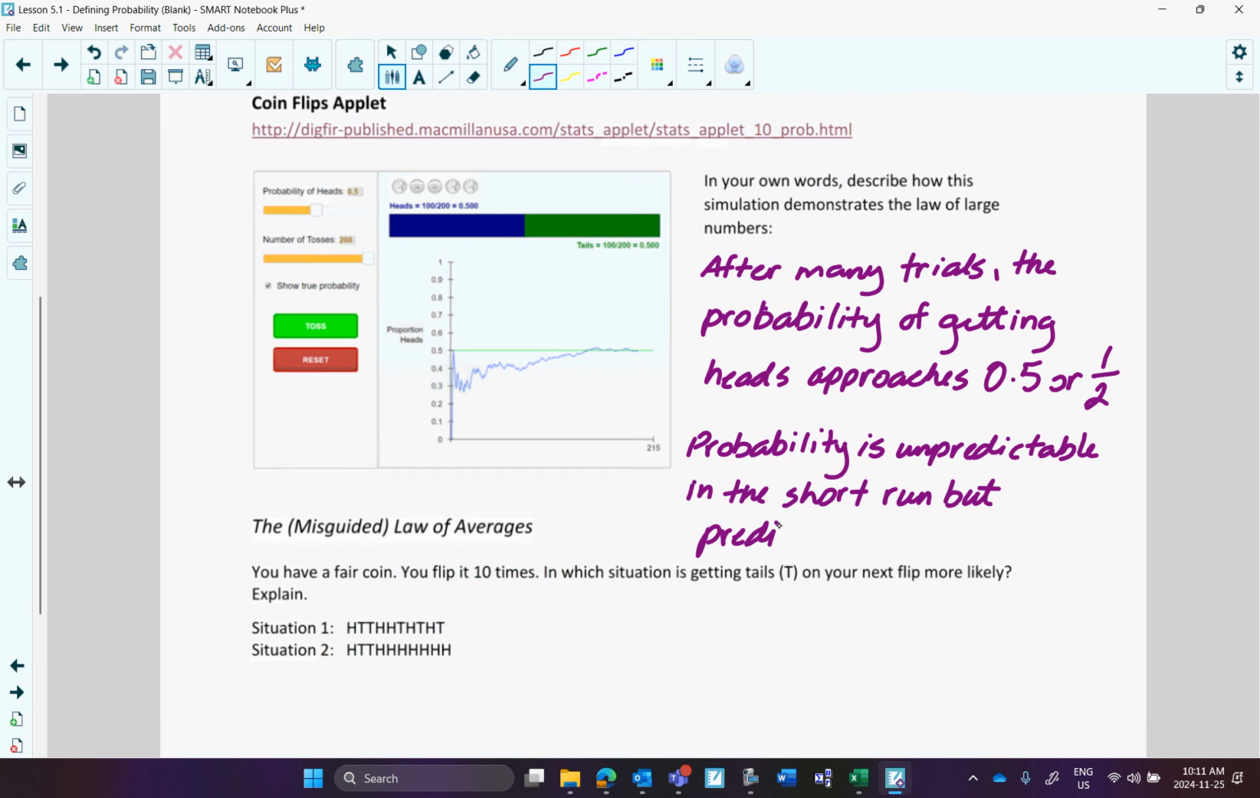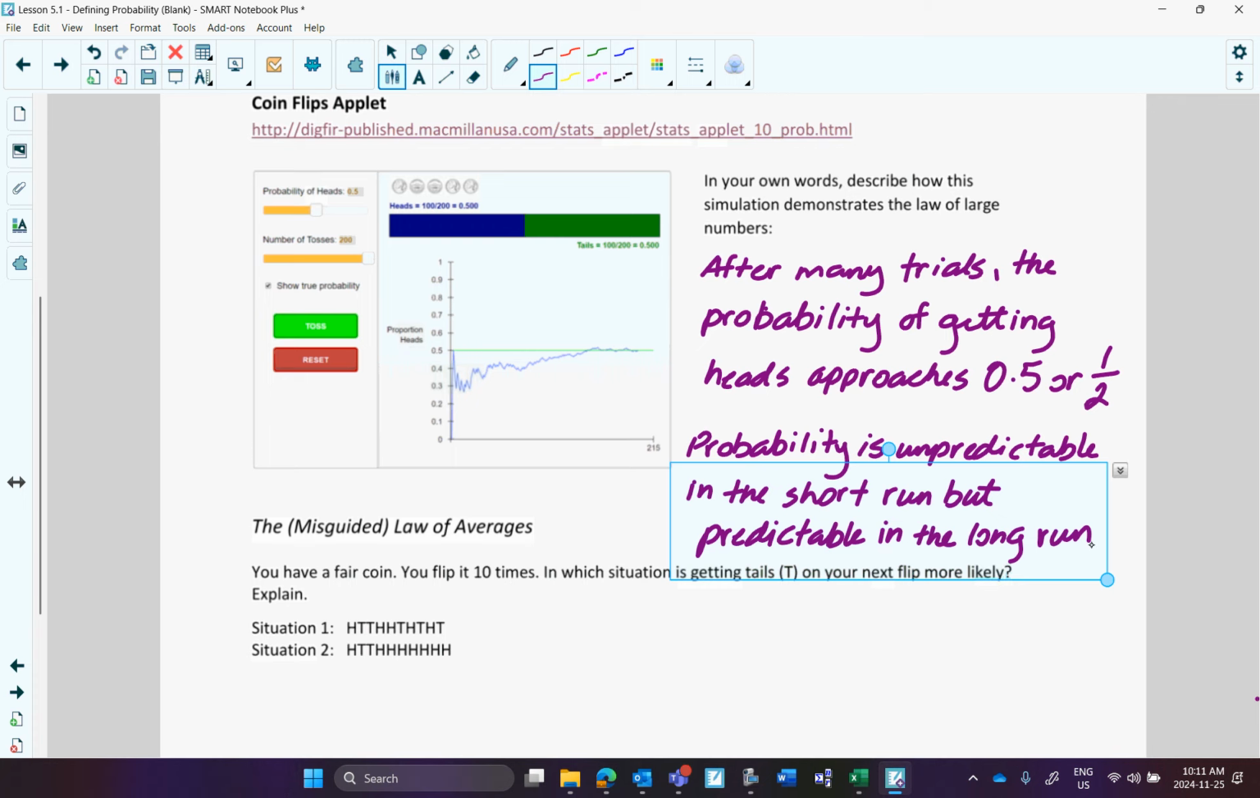When we flip a coin 10 times, finding the probability of heads is going to be a little unpredictable. But if we flip a coin 1,000,000 times, the probability of heads is going to be more predictable.